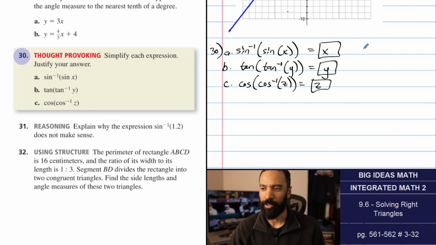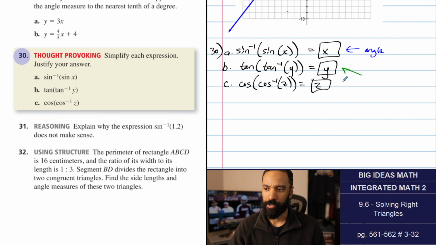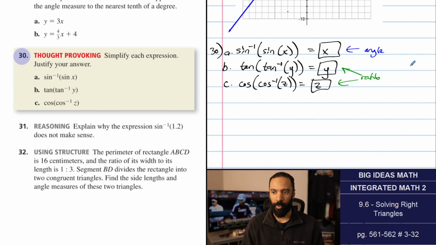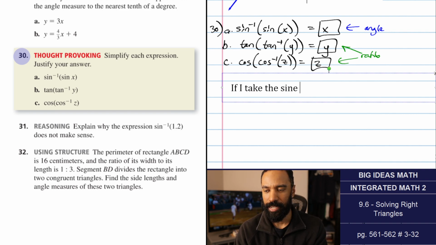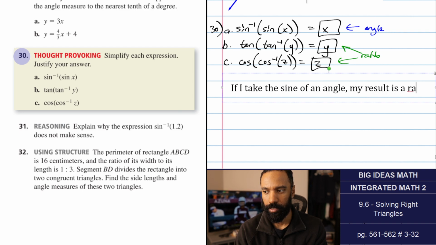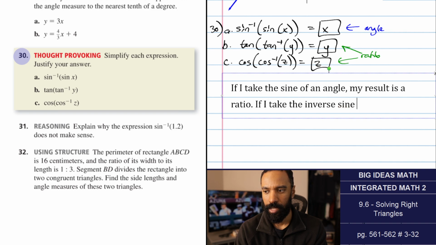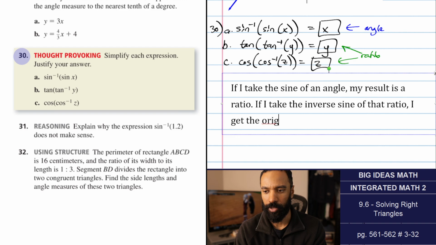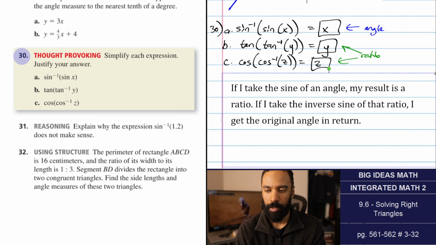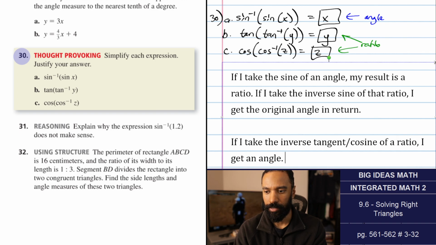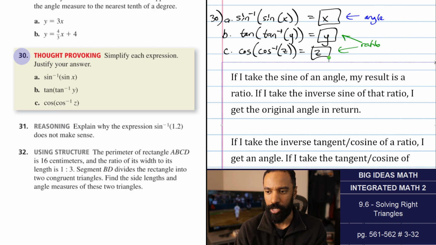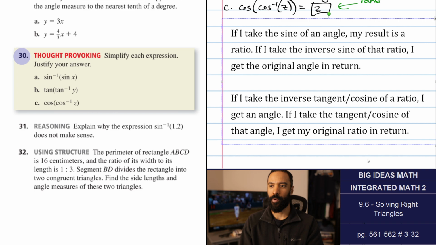Now, what I want to call out here: this is an angle, and these are ratios, because of the actual setup of what they were before. As far as justifying the whole set, if I take the sine of an angle, my result is a ratio. If I take the inverse sine of that ratio, I get an angle in return, the original angle. That's for part A. Part B, if I take the inverse cosine of a ratio, I get an angle. If I take the tangent of that angle, I get my original ratio in return. That's why those things cancel when you do those.